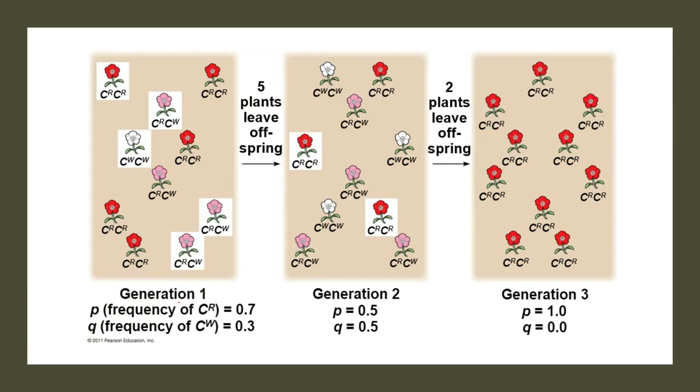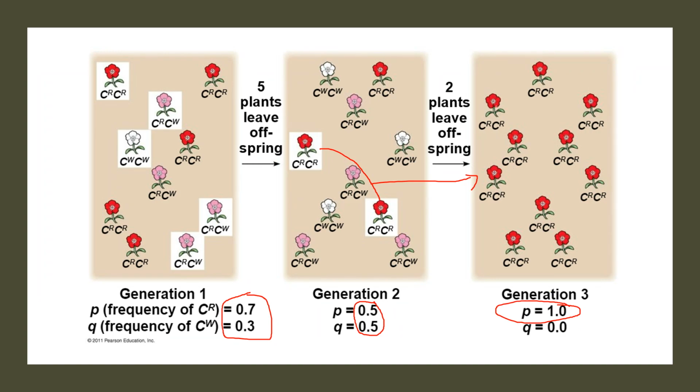So here in generation one, these flowers, we see pretty standard allele frequencies. 5 plants leave offspring, and so we see it change to a 50-50. But only two, again, reproduce. Something's happening here, and these flowers are not able to reproduce with each other. And what do we see happening over 3 generations? We see fixation occur, in this case to the dominant phenotype or dominant allele.